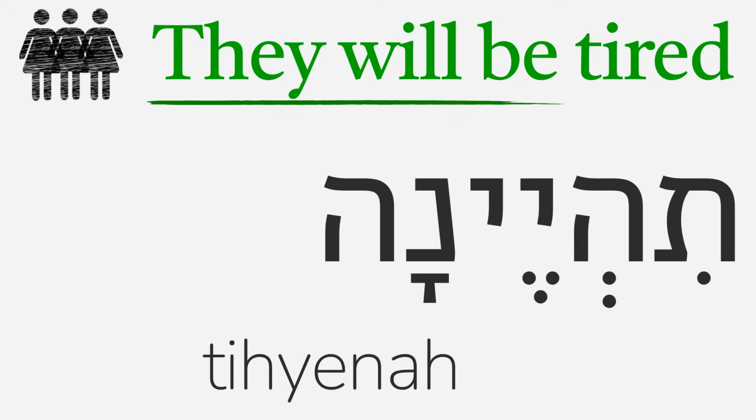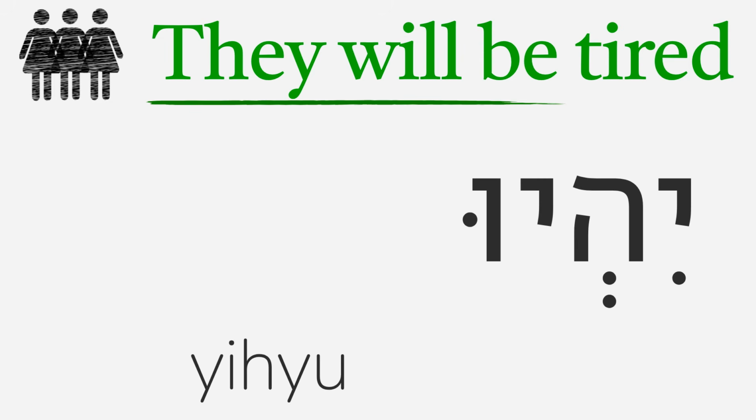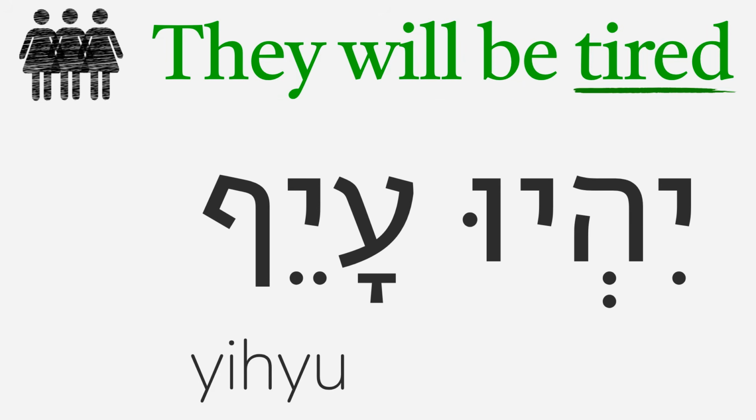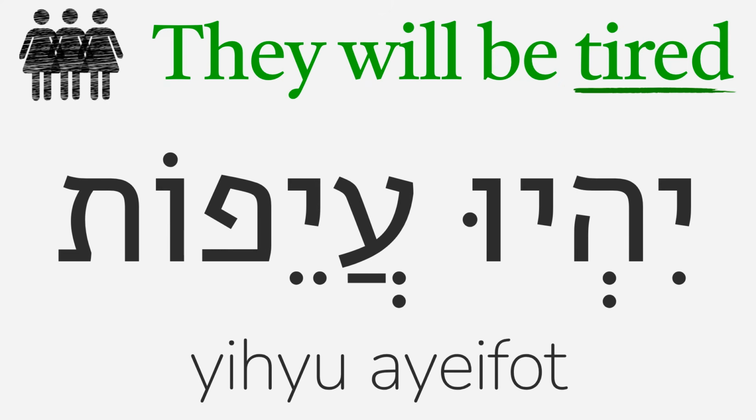Let's say they will be tired, where the they is all women. The verb they will be can be tihiena. They will be in feminine form. However, in modern Hebrew, it is more common to use the form yihiyu, which means they will be for both masculine and feminine groups. Tired is ayef, and the feminine plural form of this is ayefot. Yihiyu ayefot. They will be tired.